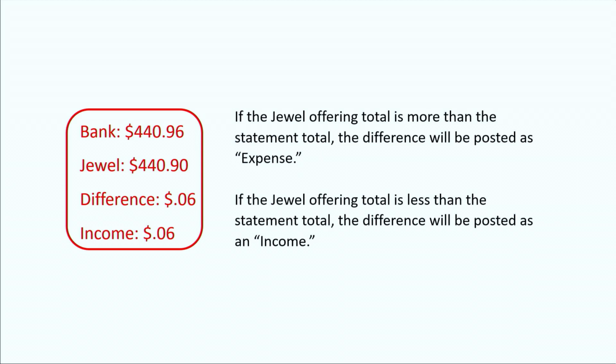In our example, the bank total is $440.96, but the Jewel total is $440.90. So the 6-cent difference will be posted as an income.